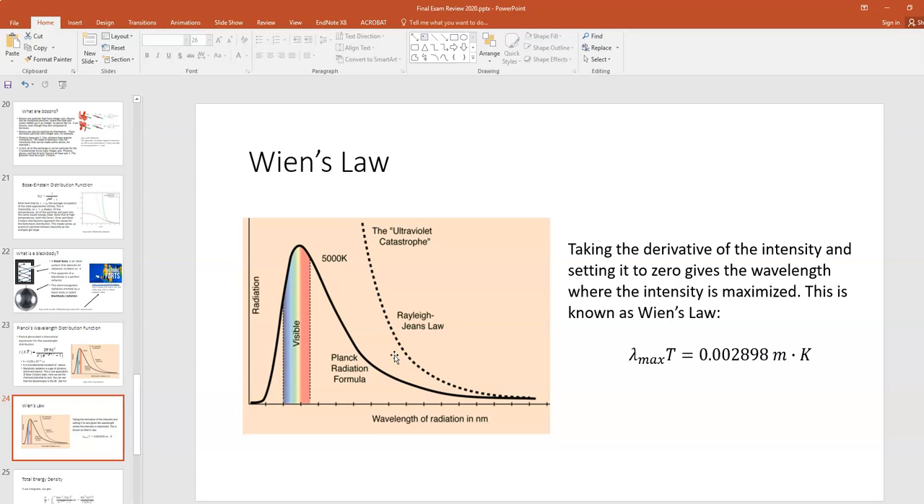So if you take the derivative of that intensity and you set it equal to 0, then you'll get the wavelength where the maximum intensity occurs. So this is Wien's law. So it's lambda max times the temperature is equal to 0.002898 meters times Kelvin. So that's Wien's law, okay? It tells you where the location of the peak is on the black body curve for a given temperature.